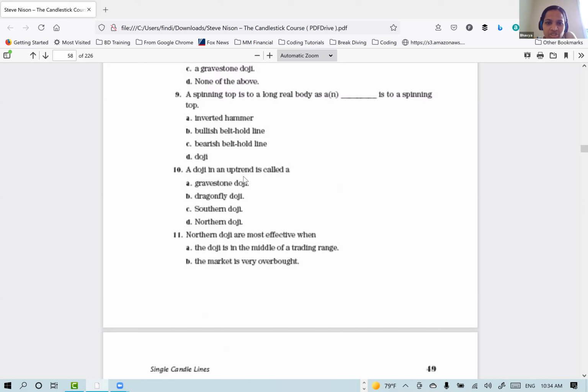Number 9. A spinning top is to a long real body as a dash is to a spinning top. Doji. A doji is to a spinning top as a spinning top is to a long real body. It's just a smaller version. Good job. Honestly, even as a native speaker of English I was having trouble, and you got that immediately.